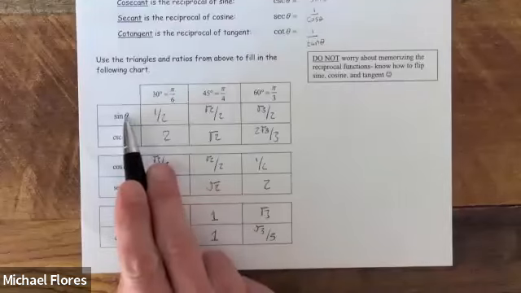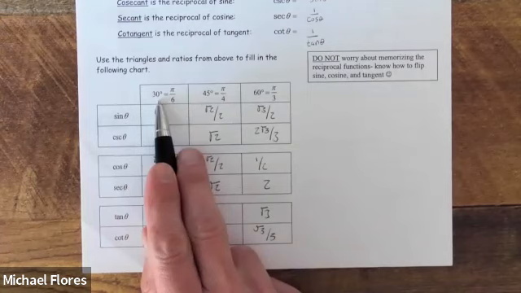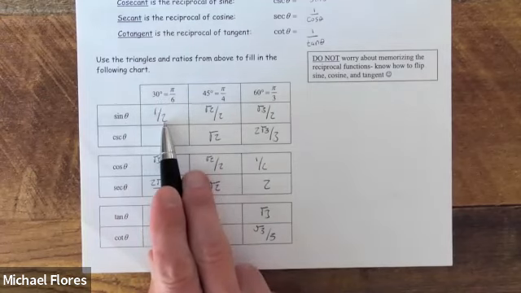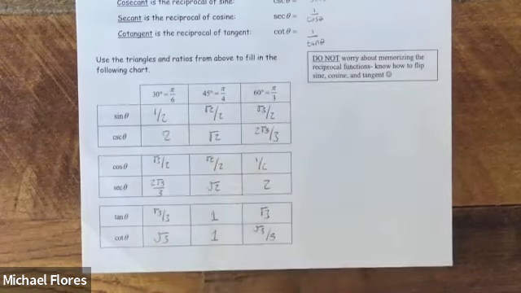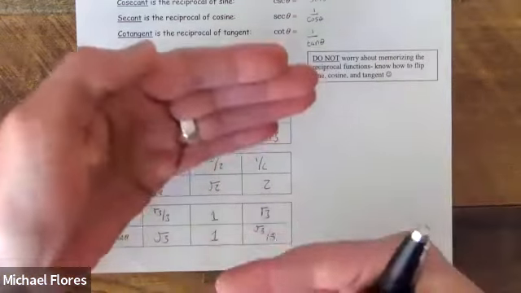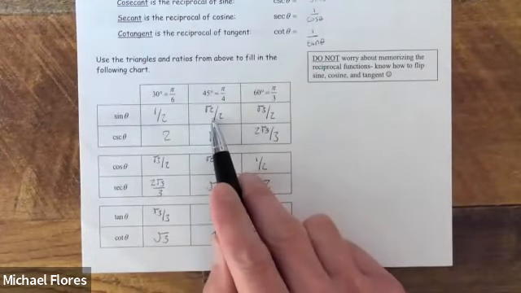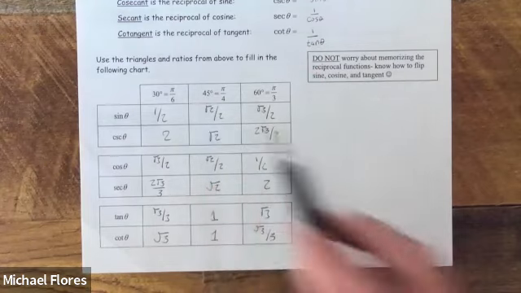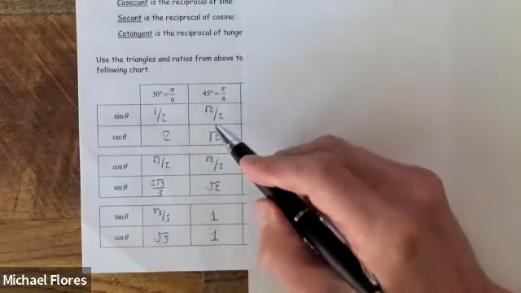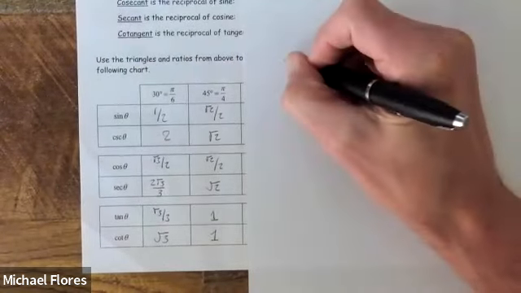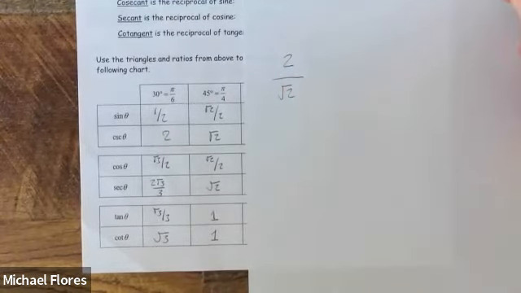So once again, the reciprocal of sine is cosecant. So if sine of 30 degrees is 1/2, the reciprocal of sine is cosecant. The reciprocal of 1/2 is 2. You just flip the number. If sine of 45 degrees is root 2 over 2, this one you need to be a little careful with. What is the reciprocal of square root of 2 over 2? It's 2 over square root of 2, right?